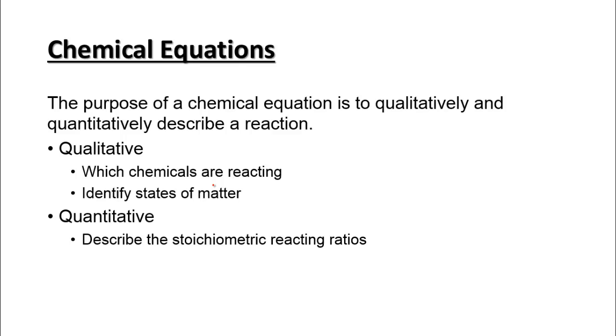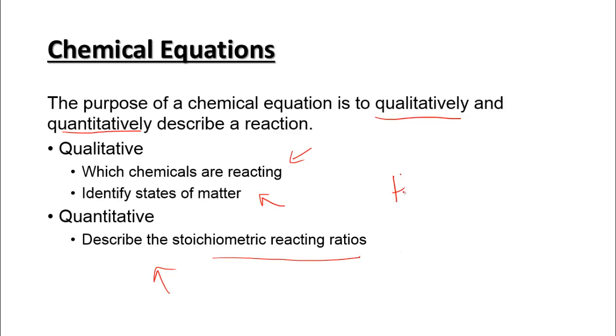So, chemical equations. The purpose of writing a chemical equation is to qualitatively and quantitatively describe a reaction. When we talk about qualitatively describing a reaction, we want to know which chemicals are reacting and what the state of matter of those chemicals is. Quantitatively, we'd like to know what the reacting ratio is.